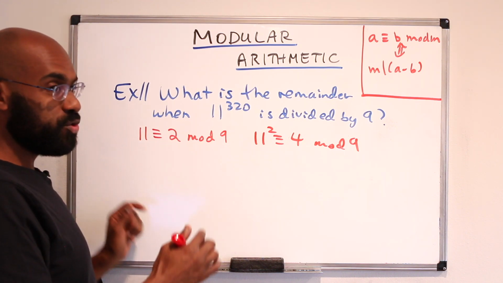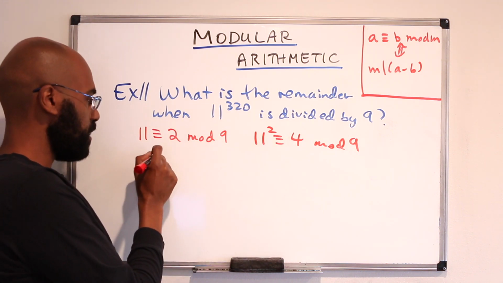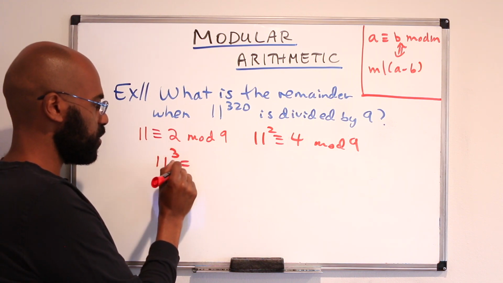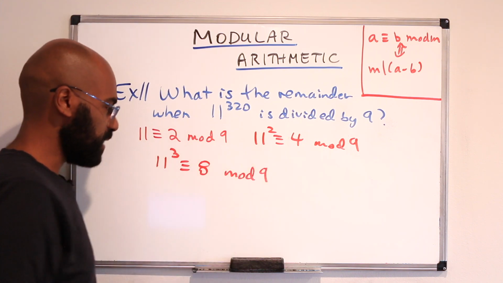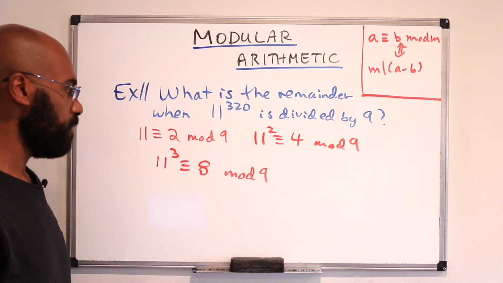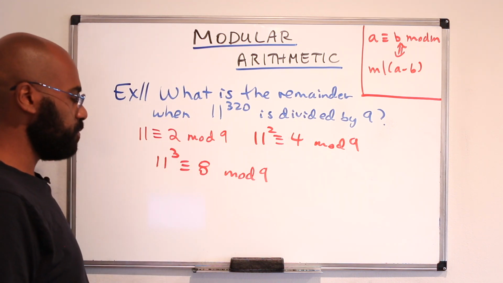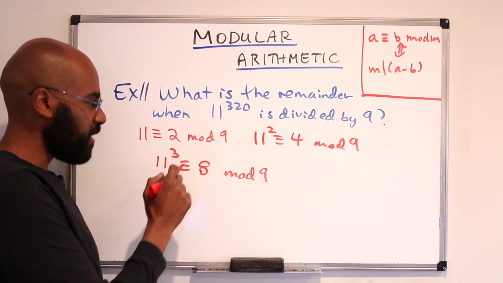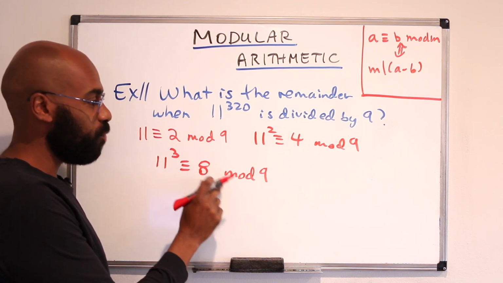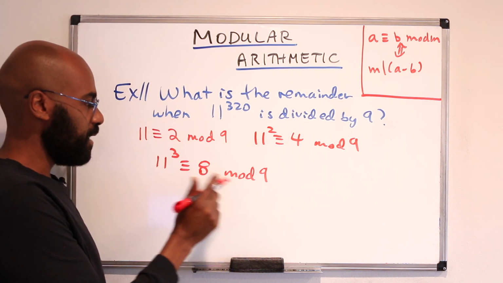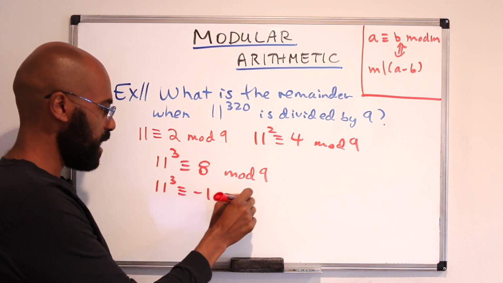Okay, so now let's use our product property. The product of these two has to be congruent to the product of these two. So 11 cubed is congruent to 2 times 4, which is 8 mod 9. Or in other words, when you take 11 cubed and divide by 9, you get a remainder of 8. It's already cool to know that off the bat, because we don't necessarily know what 11 cubed is. Now we can actually simplify this further. Notice that 8 is congruent to -1 mod 9. Their difference is 9, and that's a multiple of 9. So 11 cubed is congruent to -1 mod 9.